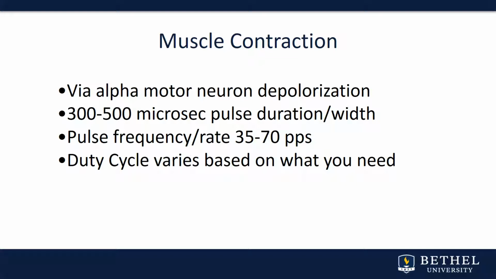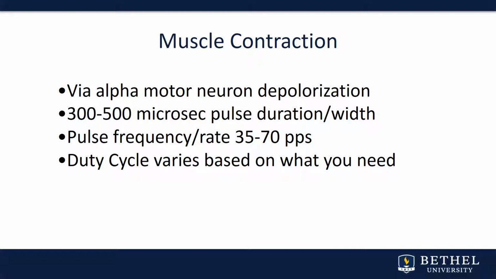Pulse frequency will be between 35 and 70 pulses per second. So if you can imagine watching a muscle twitch 35 pulses per second, it doesn't even have time to repolarize, and so we get this summation of contraction, and we get a good tetanic contraction at 35 pulses per second, and you can take that up to 70.